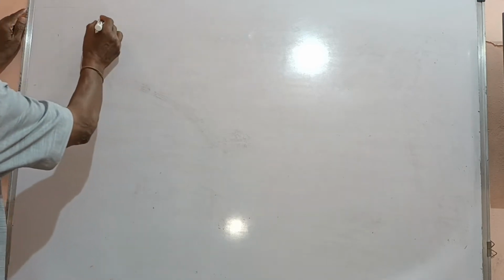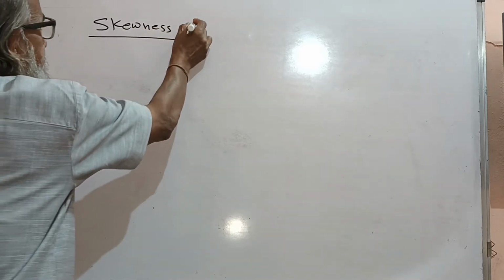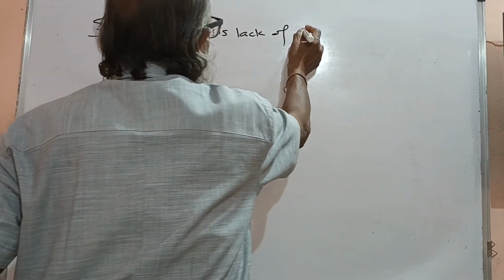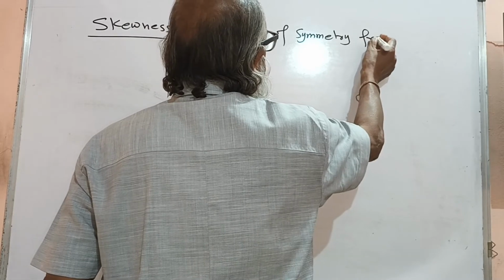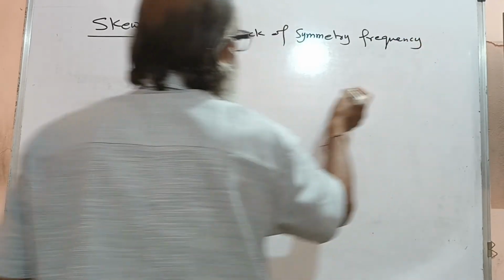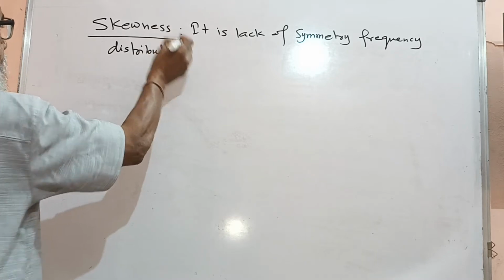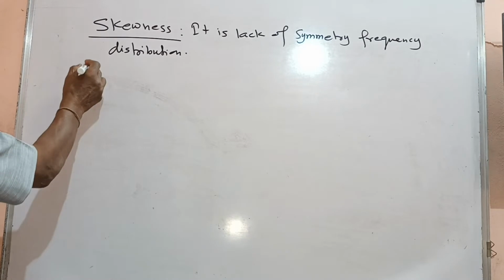So skewness is the lack of symmetry of a frequency distribution. Now, types of skewness.